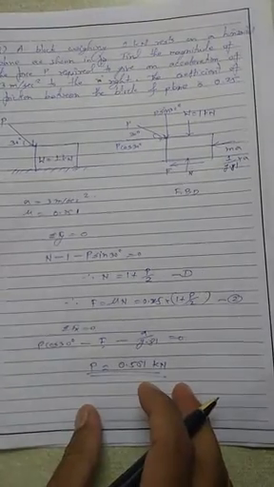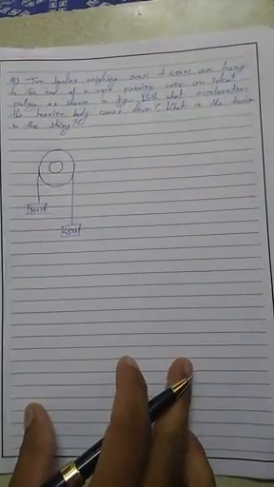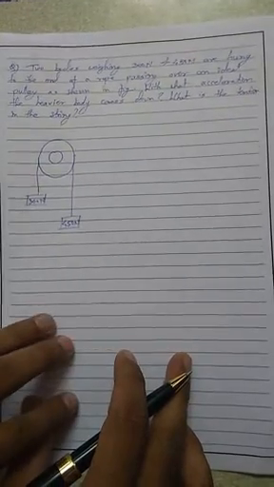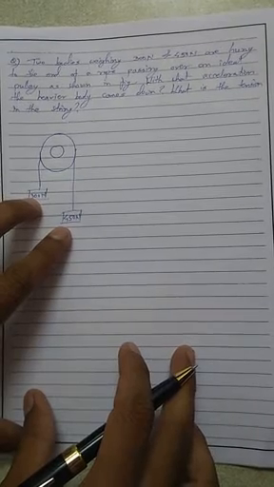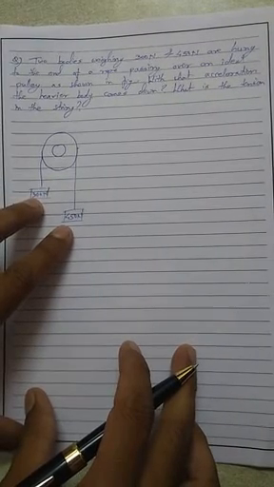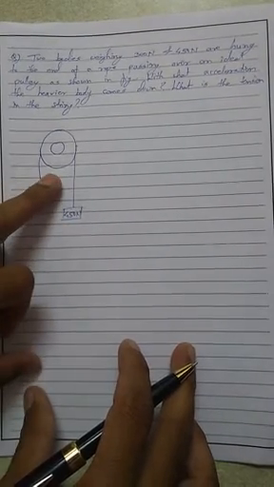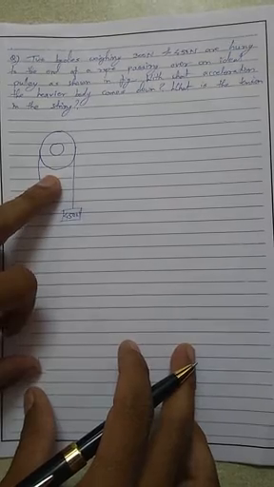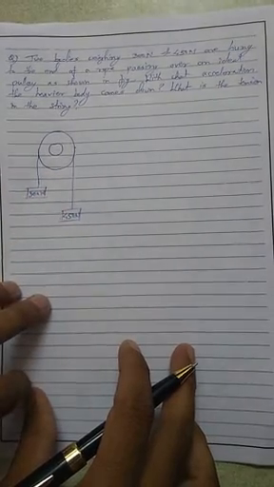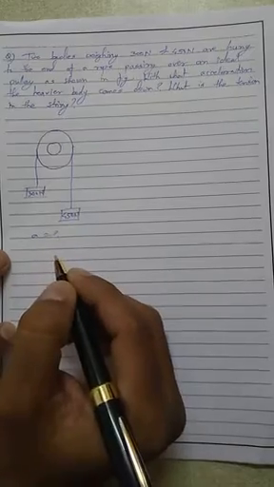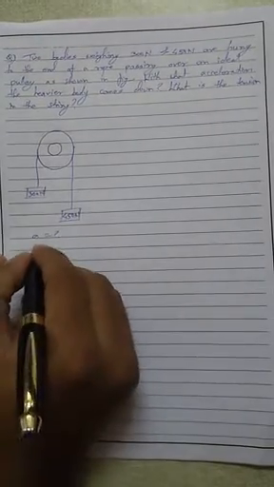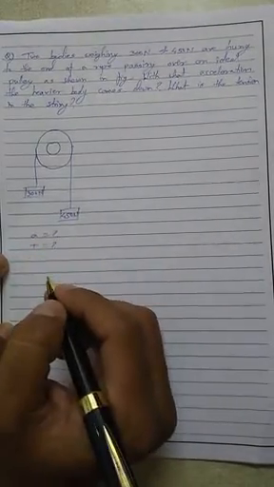Then we'll solve another problem based on this. Two bodies weighing 300 Newton and 450 Newton are hanging from the ends of a rope passing over an ideal pulley, as shown in the figure. With what acceleration does the heavier body come down? That is, you have to find the acceleration A, and also the tension in the string.